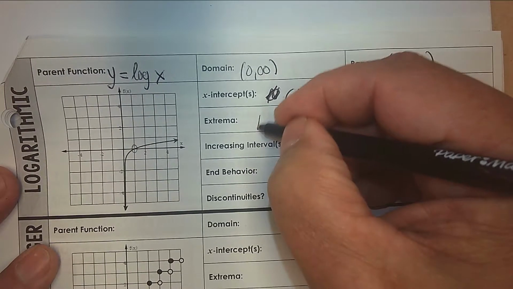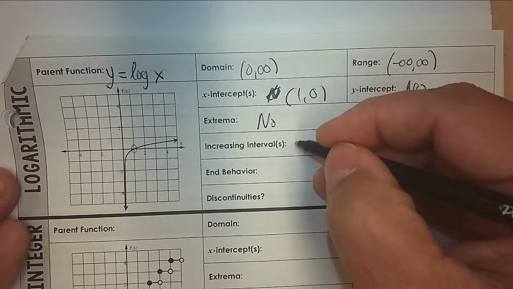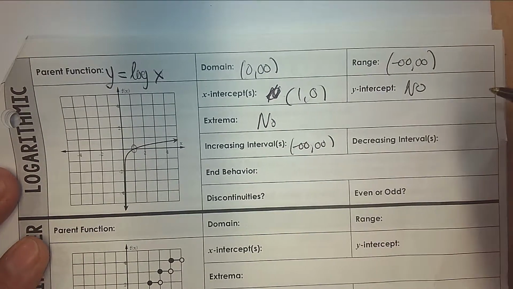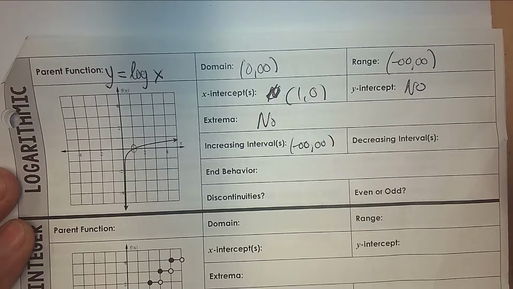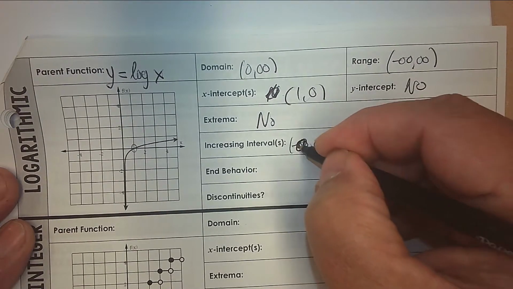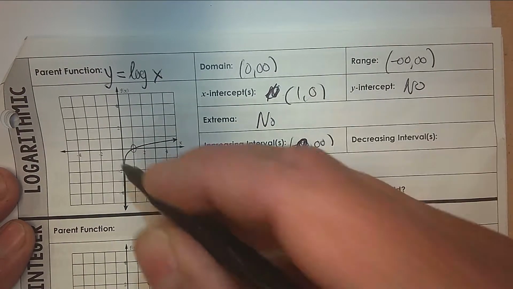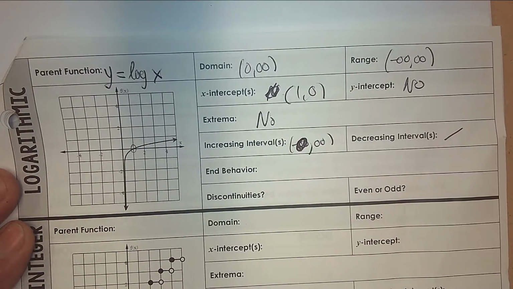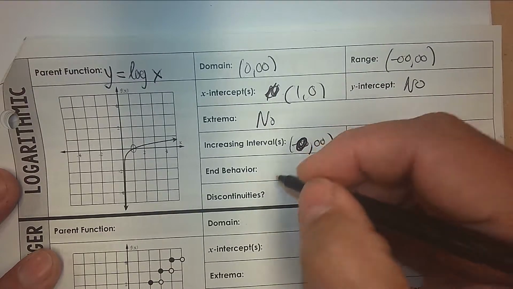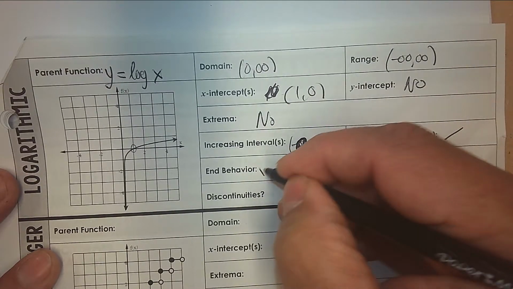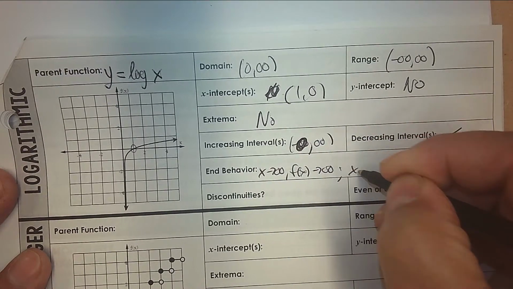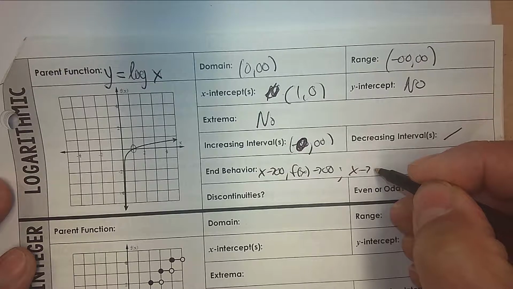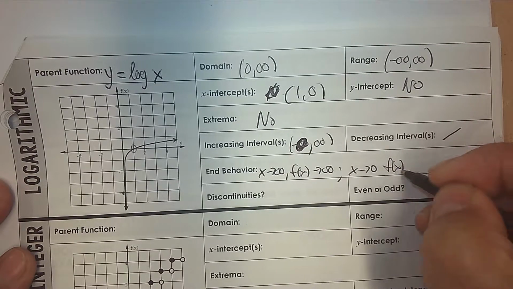Any extrema? No. Is it increasing? Yep, everywhere. From negative infinity to positive infinity, it is increasing. Well, not from negative infinity, sorry. From 0 to infinity. So from 0 to infinity, it's increasing. There's nothing that's decreasing. What's the end behavior? So where's the right end and left end going? So as x approaches infinity, the function is approaching infinity. As x approaches 0, the function is approaching negative infinity.